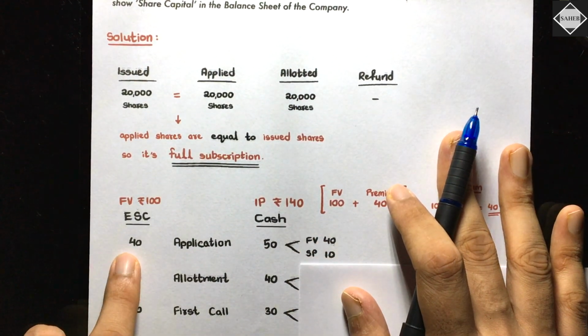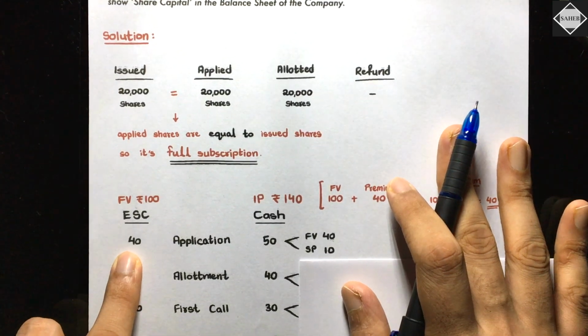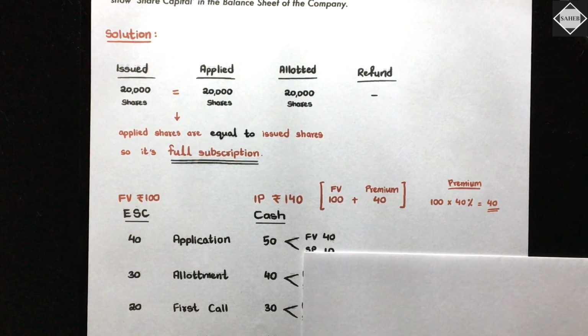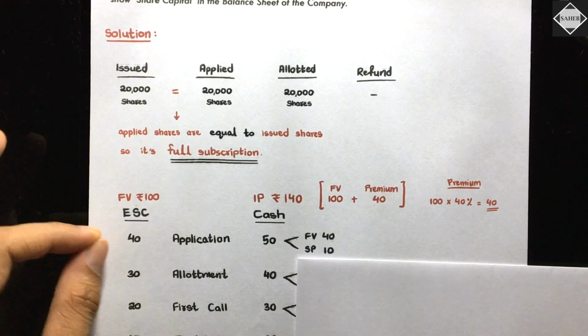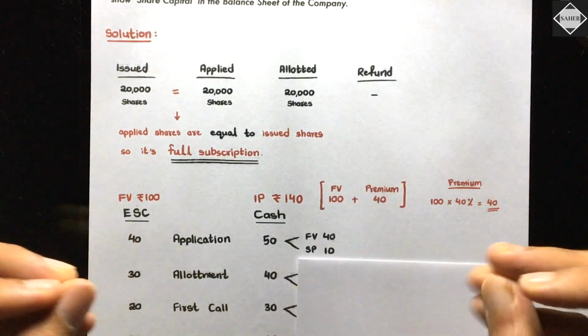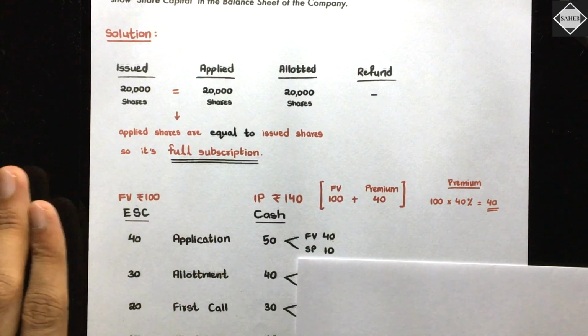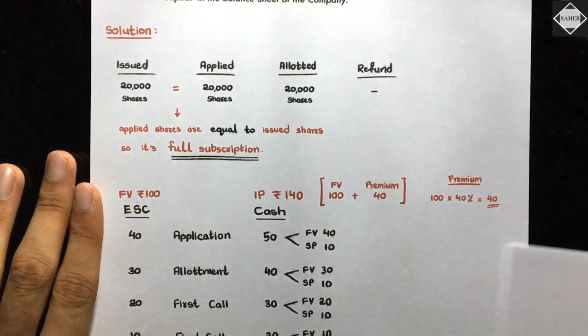Okay. So that's what it is coming over here, 40. Is that clear? So when you pass the entries, pay very proper attention to what the face value is and how much the premium is, so that you can bifurcate properly. You will not make any mistake. So this rough calculation is very important. Same with the allotment, first call, final call.